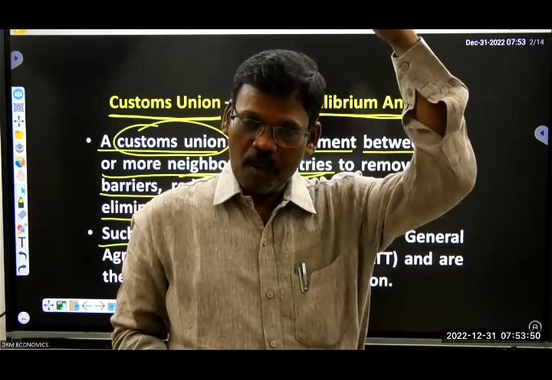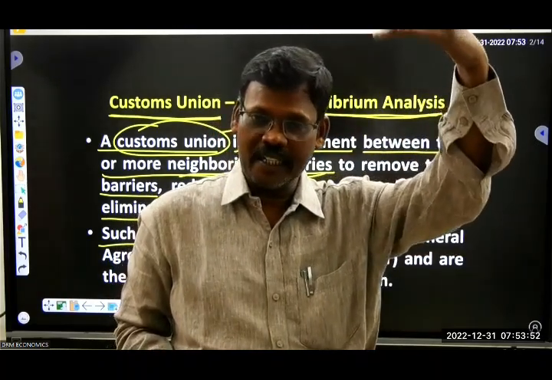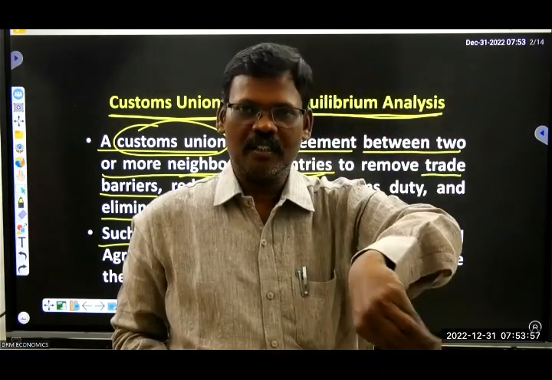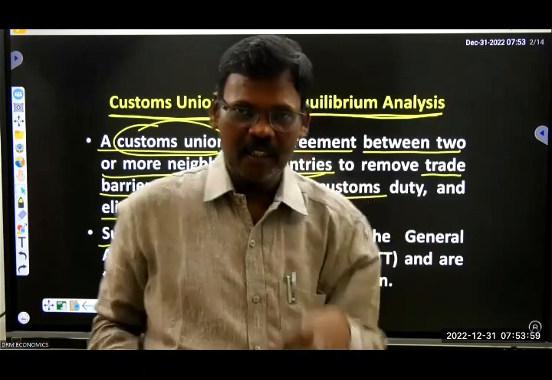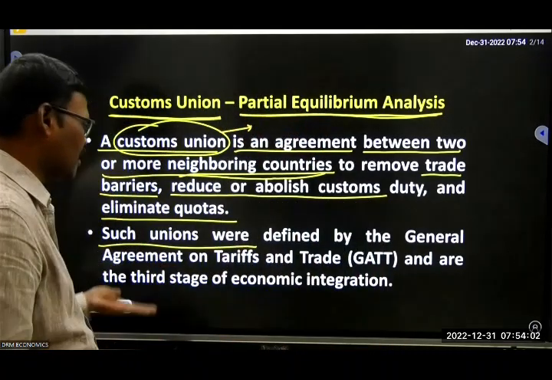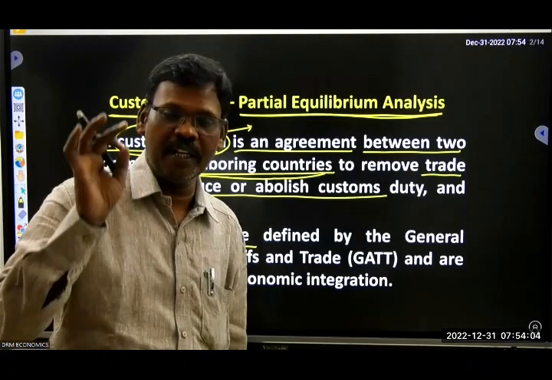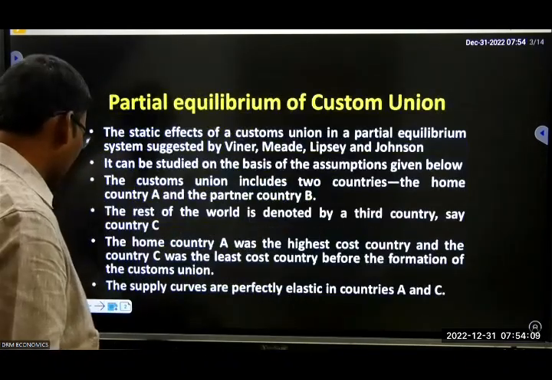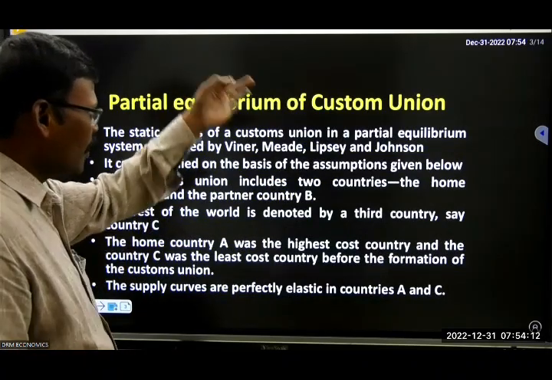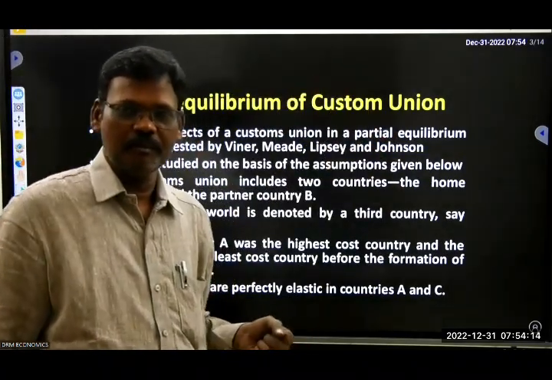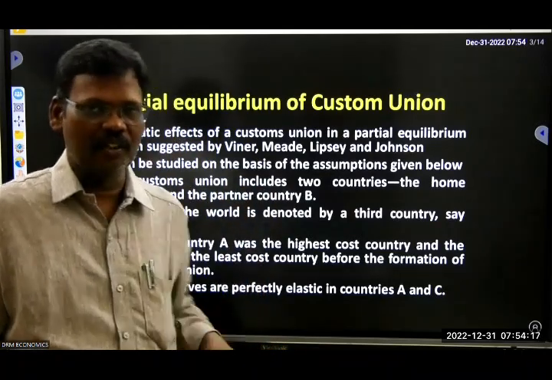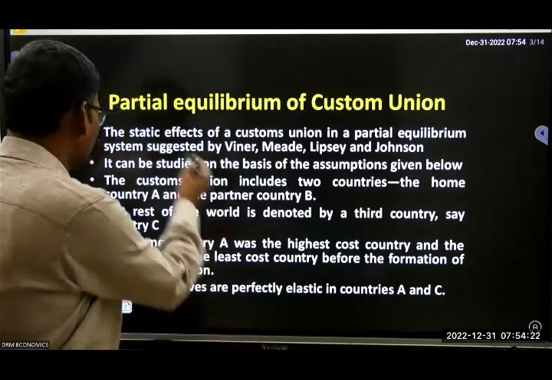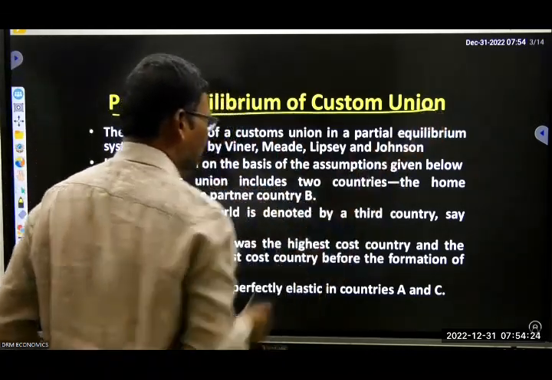We have foreign trade relations, and we have regional agreements and customs unions. A customs union means only neighboring countries, which is why it is called the third stage of economic integration. Now, when we talk about this customs union, how do they reach equilibrium, particularly partial equilibrium? That is called the partial equilibrium of the customs union.